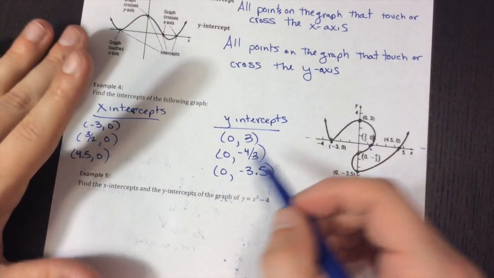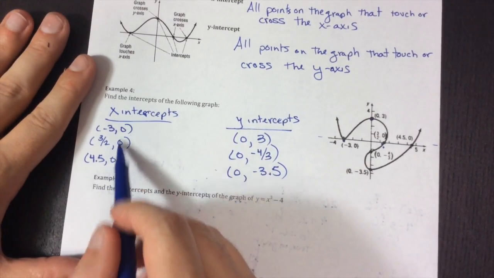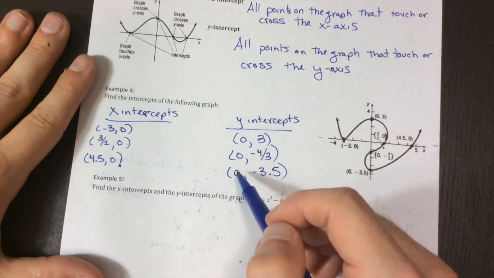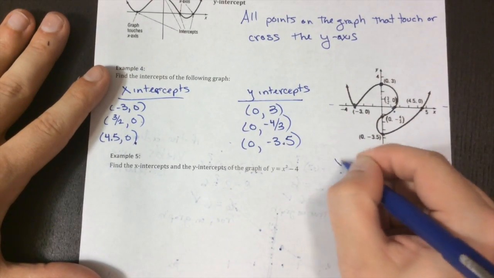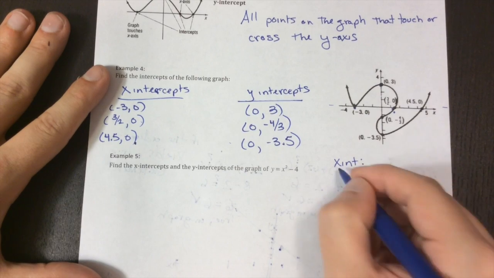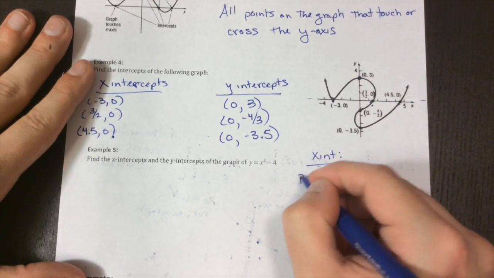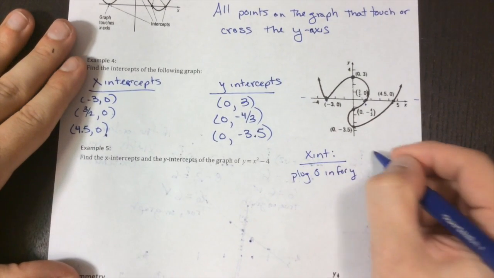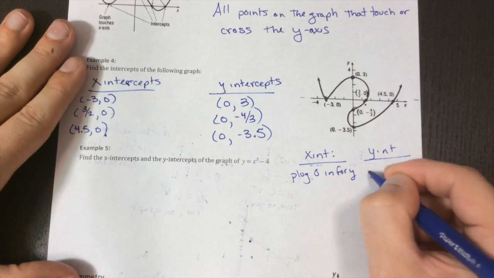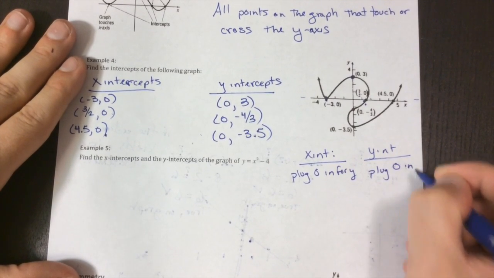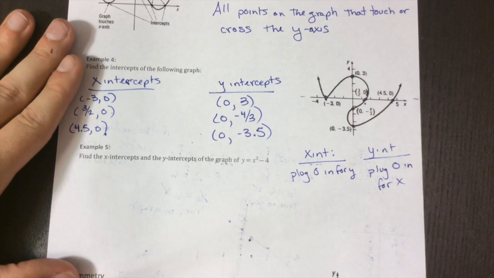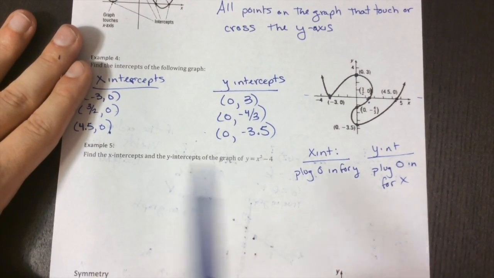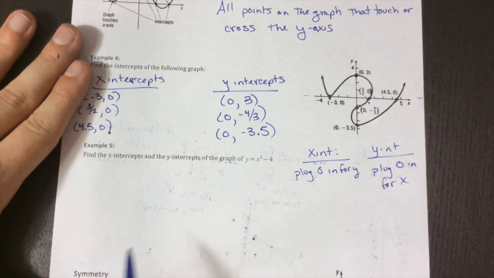So what else do you notice here? To find the x-intercepts, we plug 0 in for y. If we have y-intercepts, we plug 0 in for x. So x-intercepts, which is the abbreviation, we're going to plug 0 in for y. And for our y-intercepts, we're going to plug 0 in for x. And then solve from what's remaining. So let's take a look at this next one. Find the x-intercepts and y-intercepts of the graph.